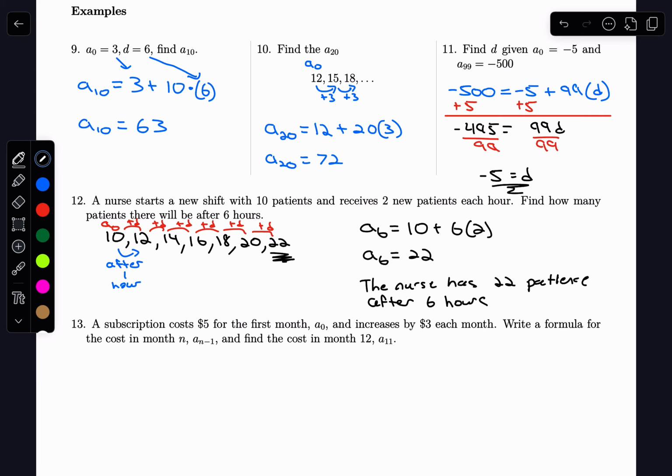Oh, and I spelled patience as how long you're willing to wait, not the hospital version. So let me fix that. Patience with a T.